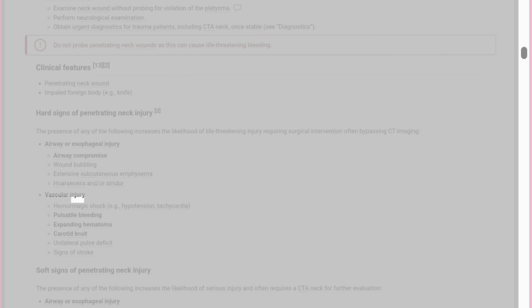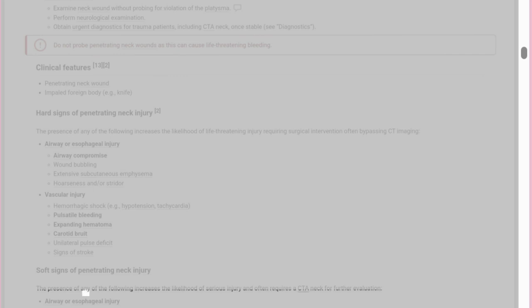Vascular injury: hemorrhagic shock, for example hypotension and tachycardia, pulsatile bleeding, expanding hematoma, carotid bruit, unilateral pulse deficit, and signs of stroke. Soft signs of penetrating neck injury.